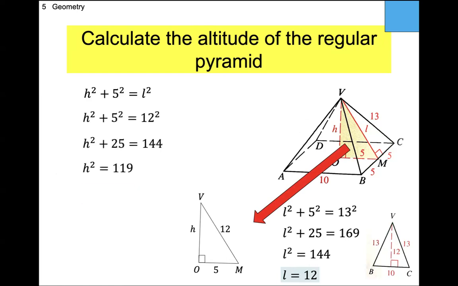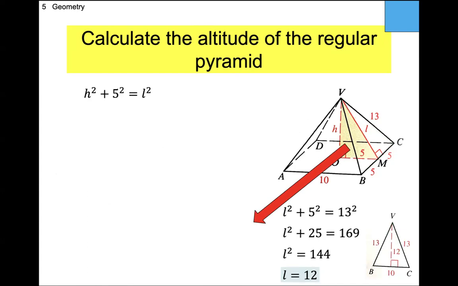Wait, it's not a 5, 12. Oh, I see what I'm doing. All right, correction. So I found that the slant height was 12, and now I'm drawing that yellow triangle out to the side here. Sorry for the confusion. I'm drawing that yellow triangle out to the side to explain it a bit more. And that is not a 5, 12, 13.